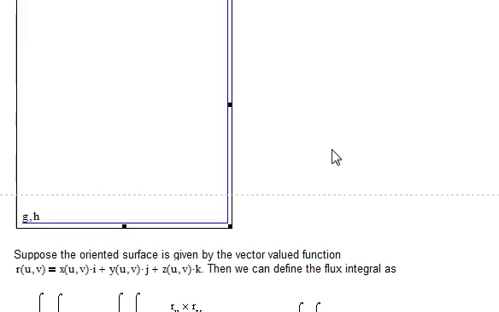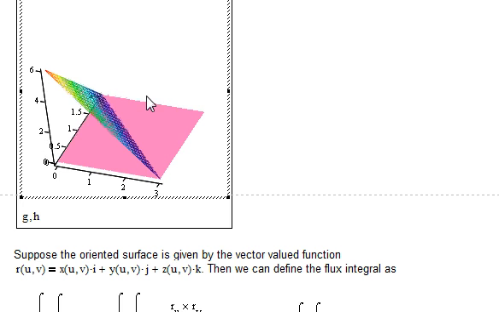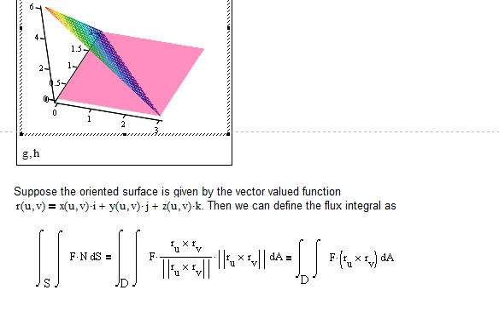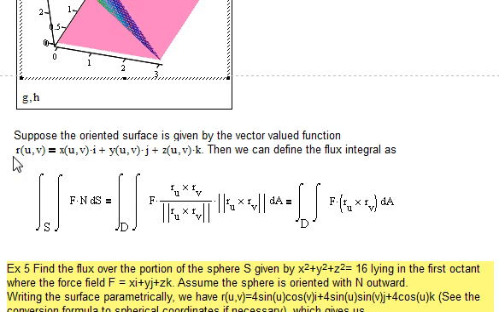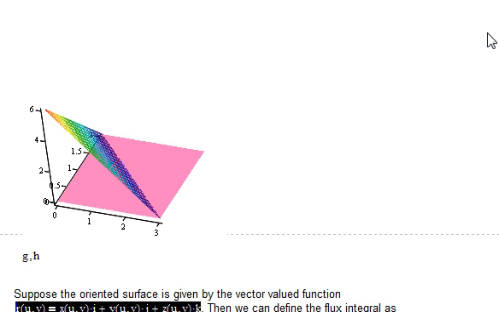And if fluid's flowing across the surface one way above the surface, below the surface it should be doing the opposite. So suppose the oriented surface is given by the vector valued function R of uv. We'll tell you what, we'll look into that with the next video.